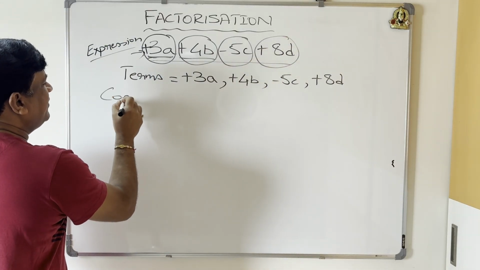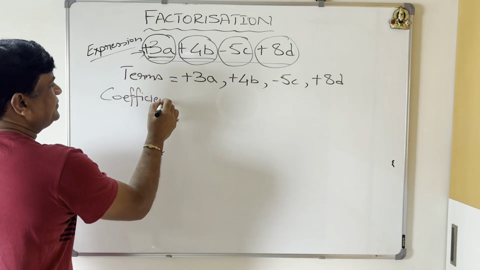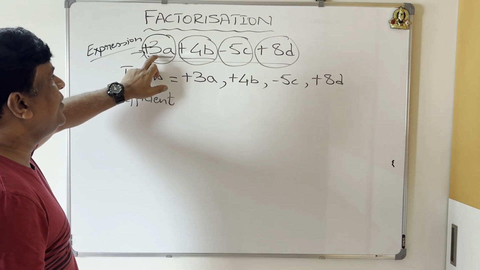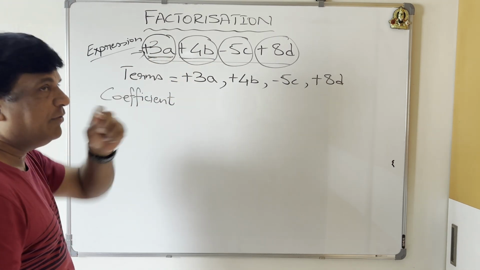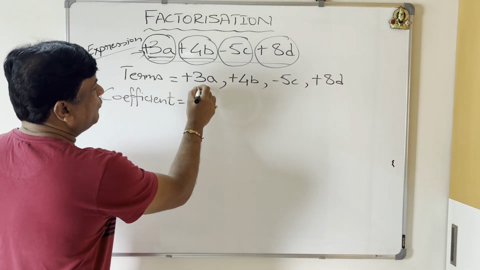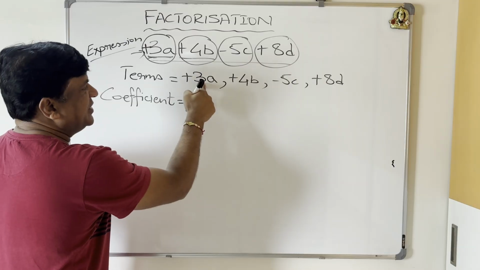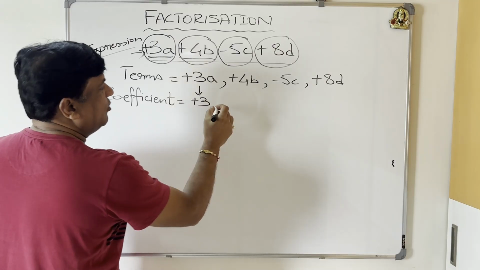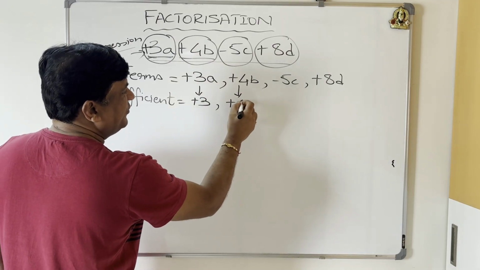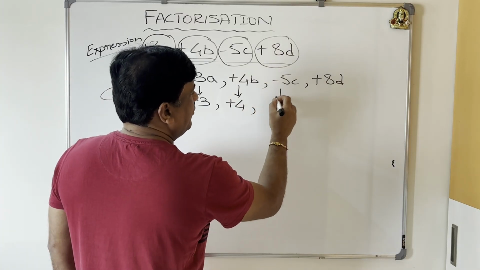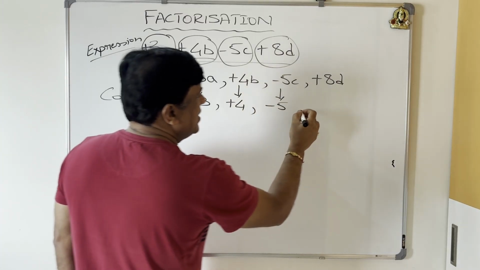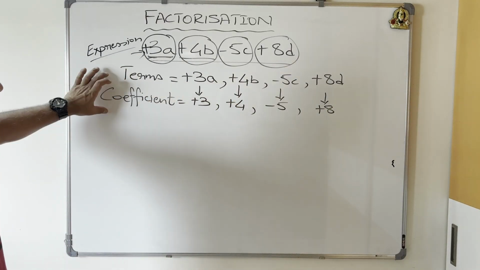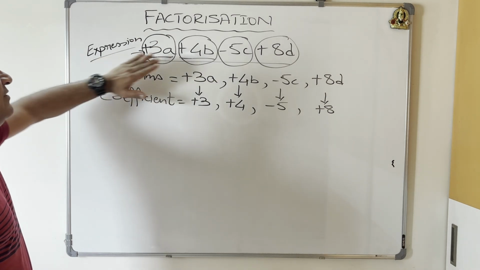Now let's understand what a coefficient is. Coefficient is nothing but the numerical digit you have in that particular term. So in this particular case, what is the coefficient? It is plus 3. It's the individual number in front of the variable. Similarly, in this one, the coefficient is plus 4. Over here it is minus 5. And over here it is plus 8. Clear? These are the terms which you need to remember in an algebraic expression.